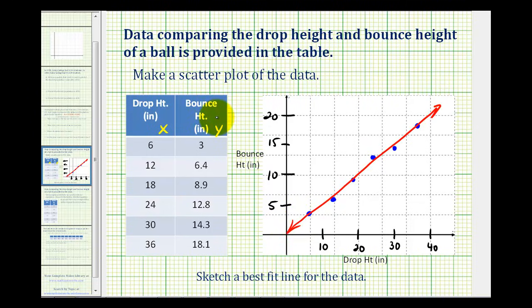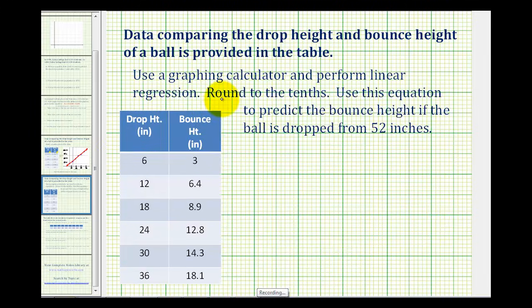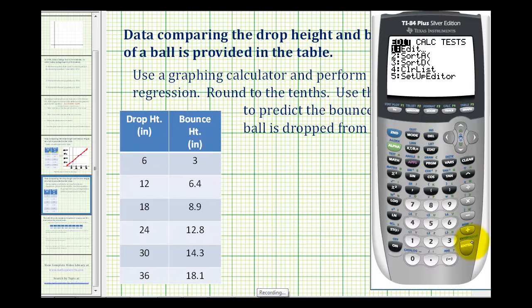And now we'll go ahead and use the graphing calculator to determine the equation of this best fit line. So our directions are use a graphing calculator and perform linear regression, round to the tenths, and then use this equation to predict the bounce height if the ball is dropped from 52 inches. So the first step is to enter the data into the calculator. So we're going to press the stat key and then enter.